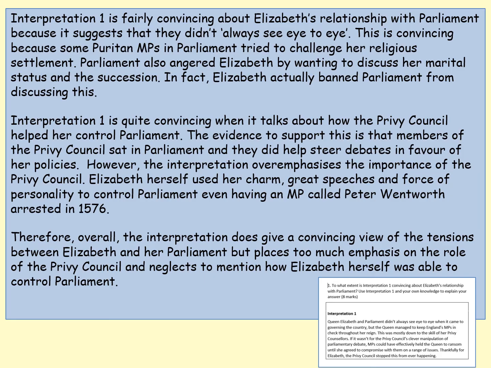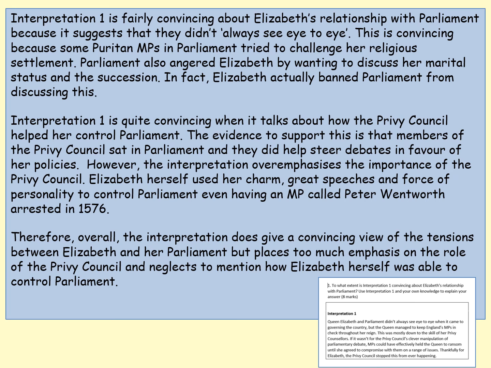So on the next slide, here is an example answer just to help you out. So probably the best thing to do is, in your first paragraph, talk about what is convincing about the interpretation, and thinking about what's good about the interpretation. Second paragraph, talk about how maybe the interpretation isn't quite so convincing, and then you need to give an overall conclusion about overall, what is your judgment? How convincing is this interpretation? Is it very convincing, quite convincing, partially convincing, and so on? So I'll just read that example answer out to you and you can follow it.